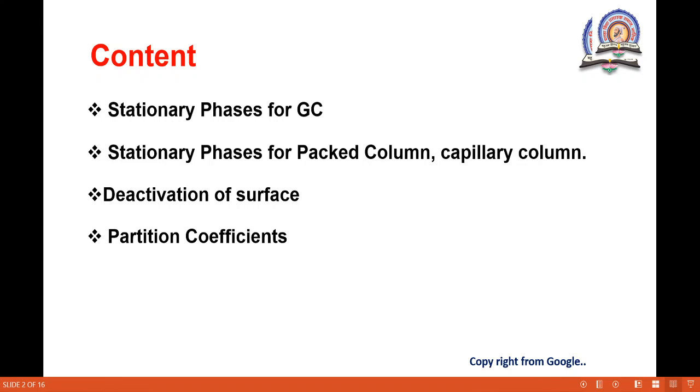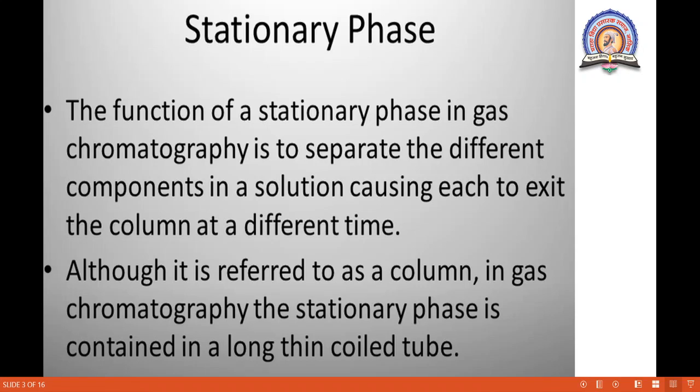Now we will start with our first point, that is the stationary phase for the GC. The function of a stationary phase in gas chromatography is to separate the different components in a solution, causing each to exit the column at a different time. That means, what is the function of stationary phase? It separates the different components which are present in the mixture at a different time interval.